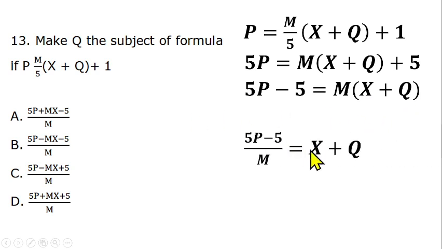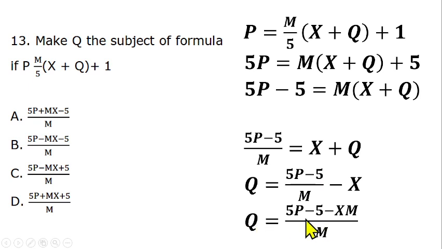Divide both sides by m. You'll be having 5p minus 5 over m equals s plus q. Then take x to this side. You'll be having q equals 5p minus 5 over m minus x. Then from there, although we have already made use of the formula, look at the options provided. They are in single fractions, so you need to find the LCM here.